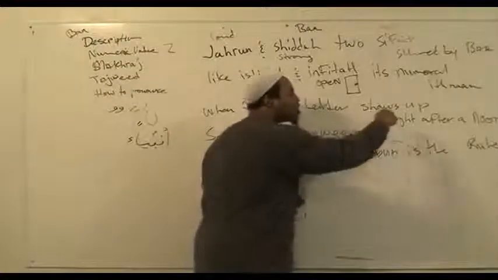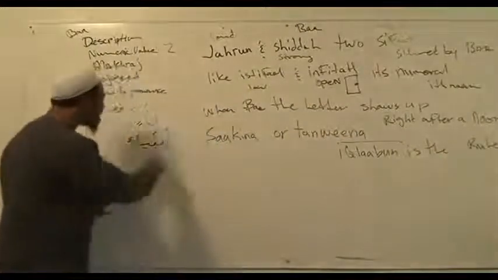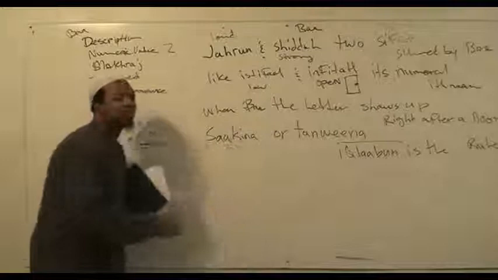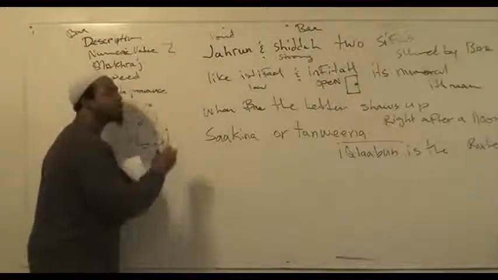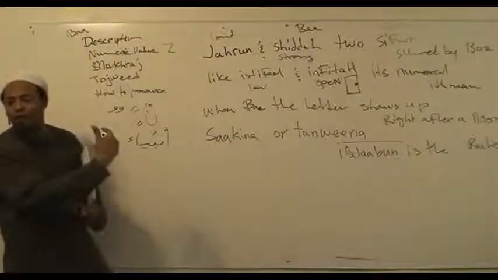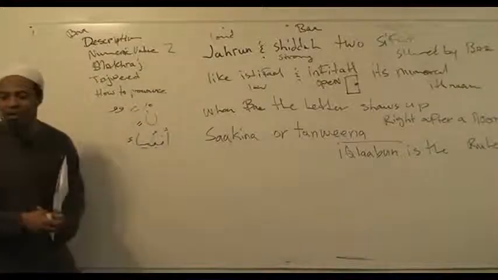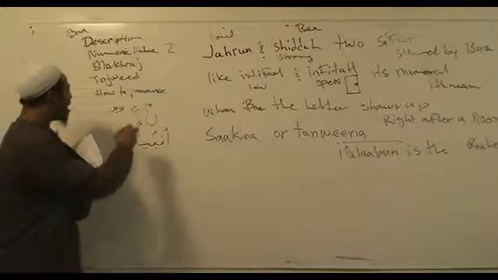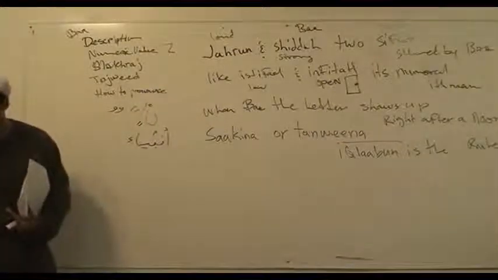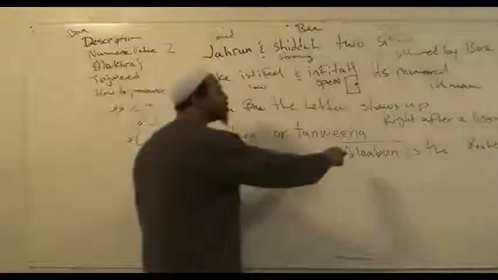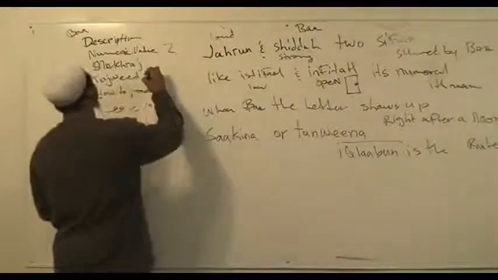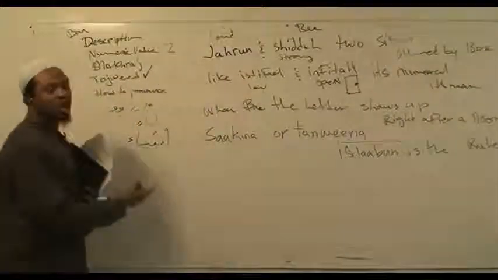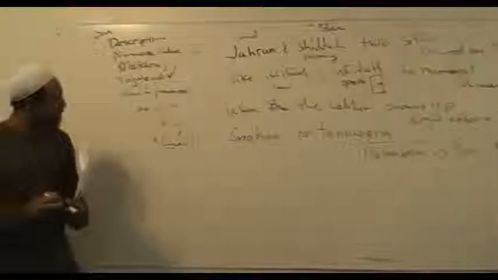When ba, the letter, shows up right after a noon. It comes after a noon sakin. Noon is sakin when it has nothing over it, no vowel sound over it. So it's called noon as-sakina, or tanween. Tanween is that fathatan, dammatan, wa kasratan. Iqlabun is the rule. So it's giving you all the tajweed rules you need to know regarding ba.